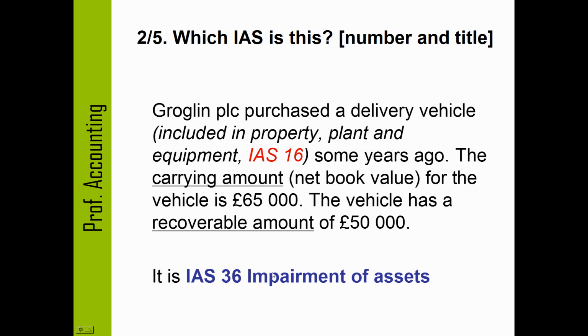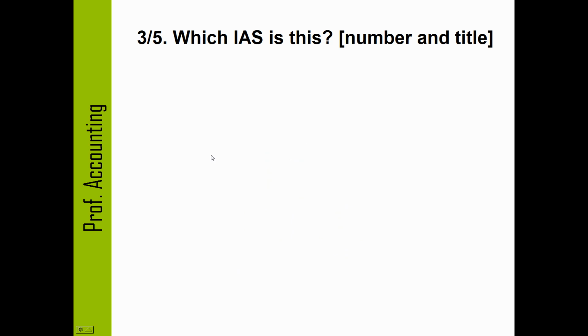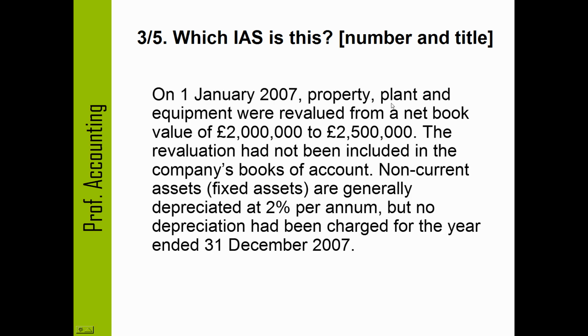Number 3. On 1st of January, PPE was revalued from a net book value of 2 million to 2.5. So that's an increase in the value. The revaluation has not been included in the company's books. Non-current assets are generally depreciated by 2%, but no depreciation has been charged in the year. So what is all that talking about? It's talking about PPE, depreciating, and revaluation. So all of those parts come together in PPE. So IAS 16.